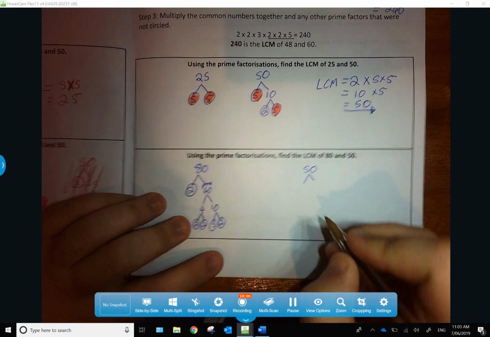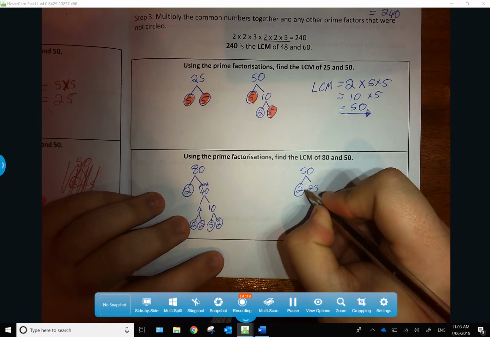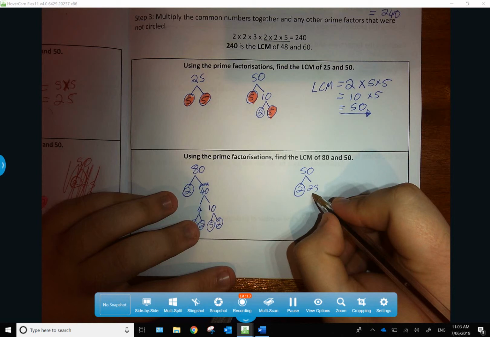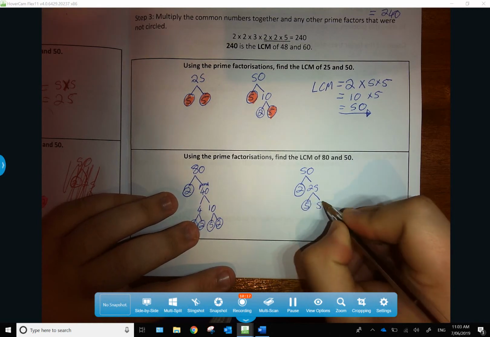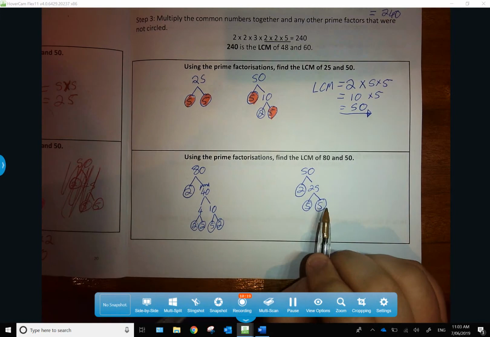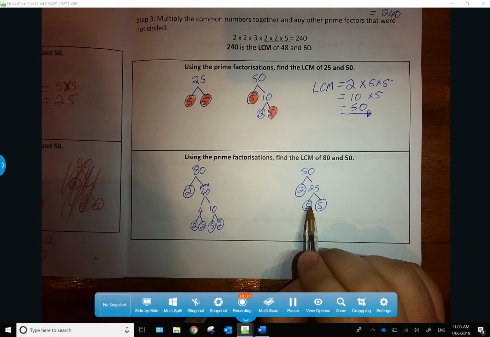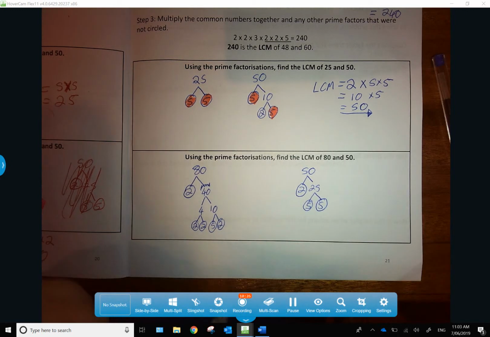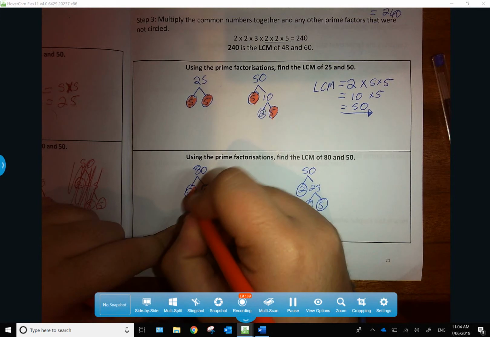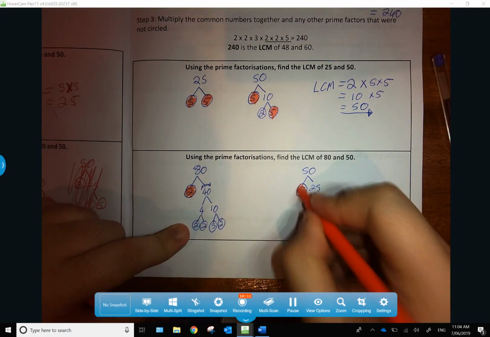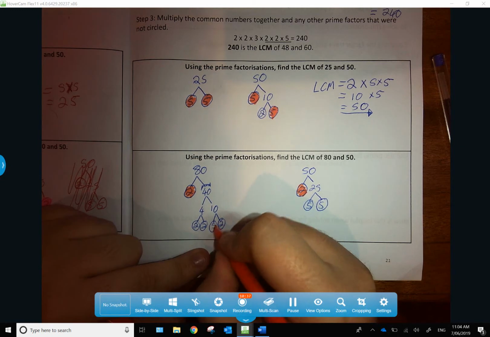Let's do 50. Well, that's the same as 2 times 25. And I know 2 is a prime number. What about 25? Oh, I could still break that up. I could break that up into 5 times 5. I'll stop there. 5 and 2 are prime numbers. Okay. Now, that's step 1. Step 2 is highlight all the pairs that are common. So I see there's a pair of 2's there. So let me highlight that pair. Is there a pair of 5's? Yes, there is. There's a pair of 5's.